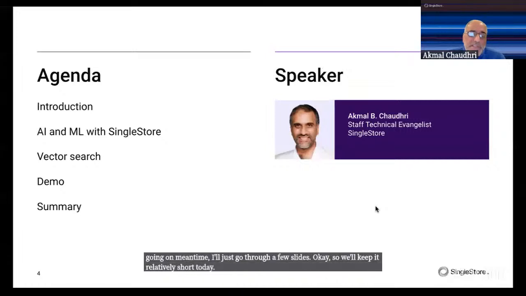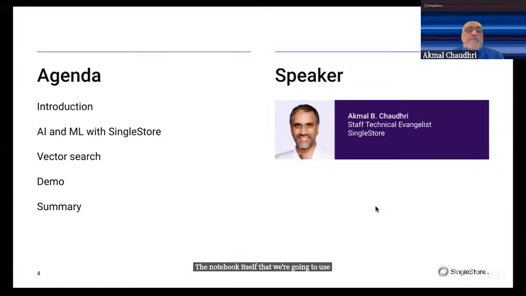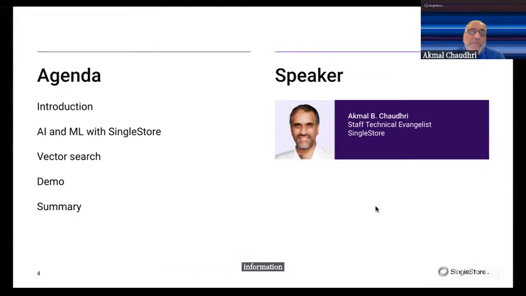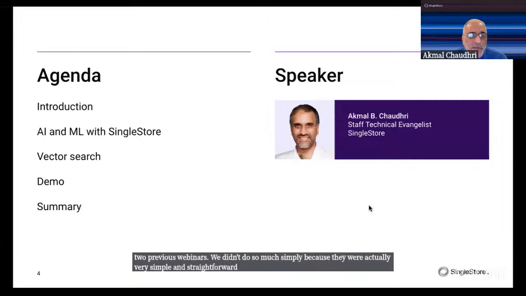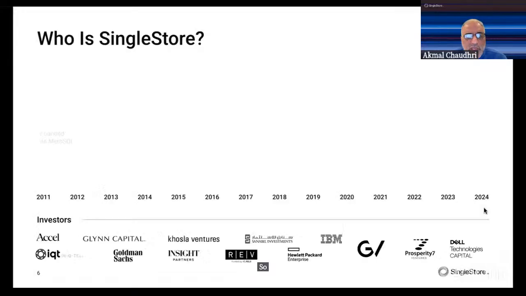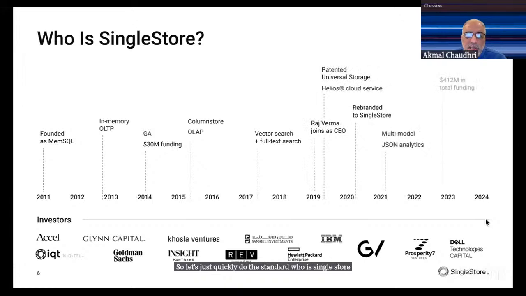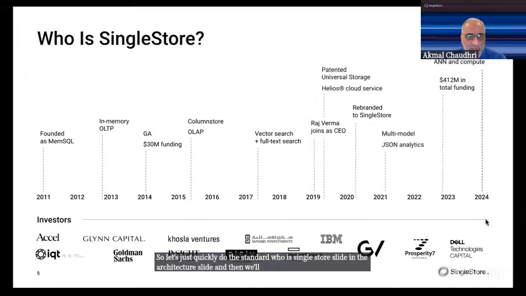The notebook itself that we're going to use from the GitHub repo has a lot of comments in there. I took the time and opportunity to write up a fair amount of information, basically describing each of the steps in detail, which for the two previous webinars we didn't do so much, simply because they were very simple and straightforward, in my humble opinion. So let's quickly do the standard who is SingleStore slide and the architecture slide, and then we'll move on to the demo shortly after that.